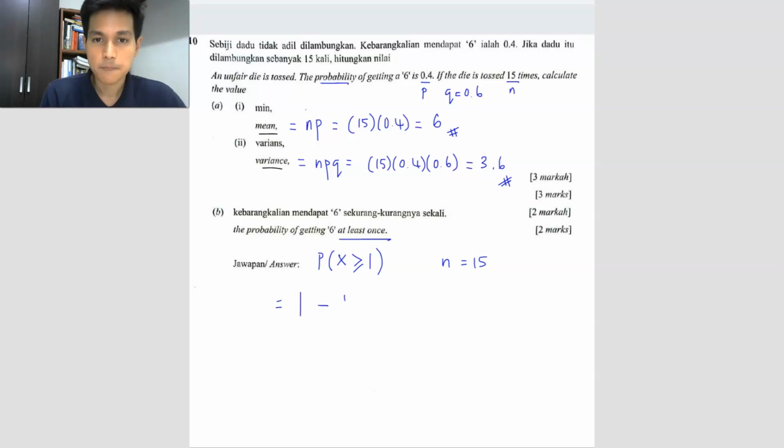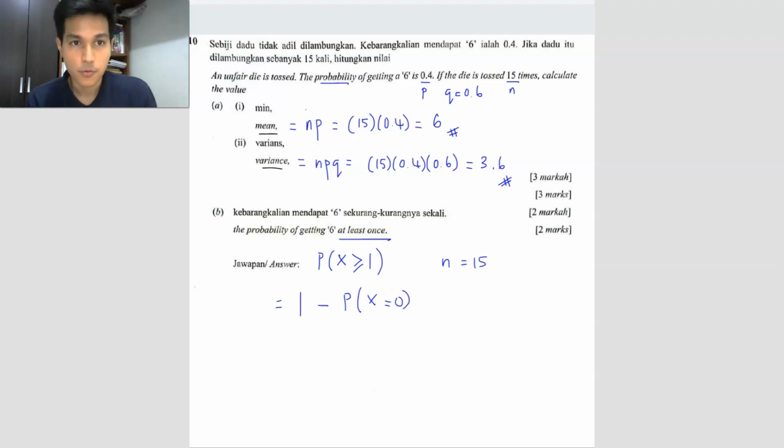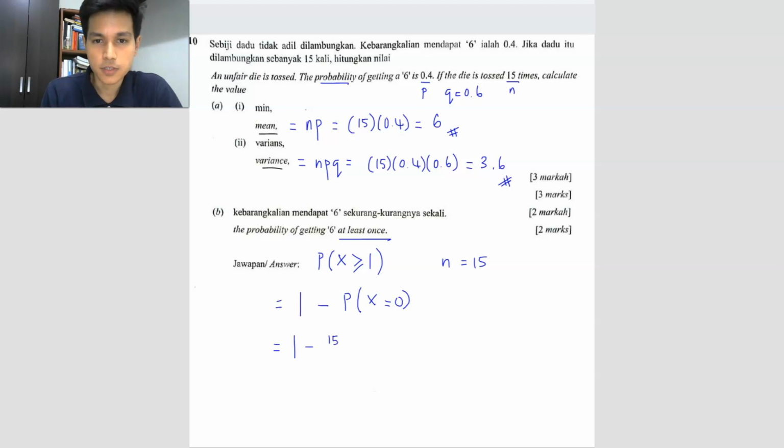So 1 minus p, the probability of x less than 1. If the probability of x less than 1 is what? Only 0, correct? So you're only finding the probability equals to 0, because less than 1 is only 0. So we can just find it like this, it's so much easier. So 1 minus, you have 15, right? So 15 choose 0, then 0.4 power 0, 0.6 power 15. You should get your answer 0.9995.